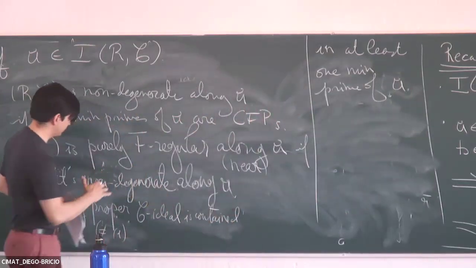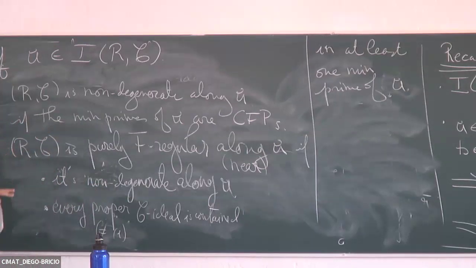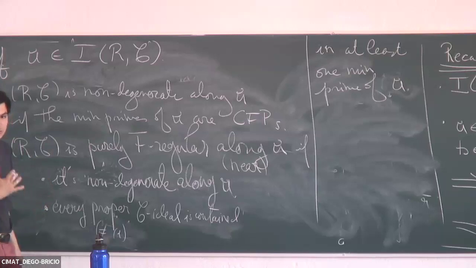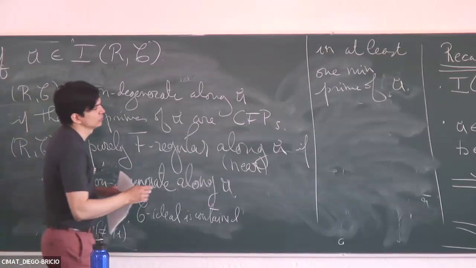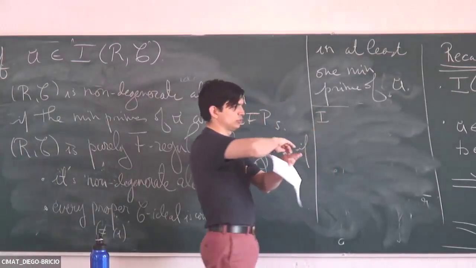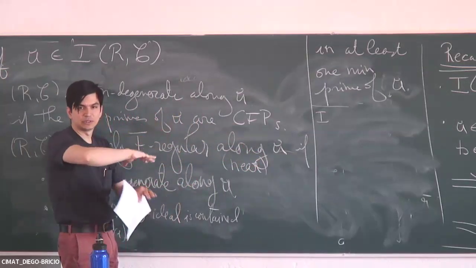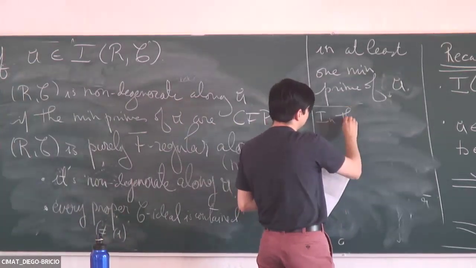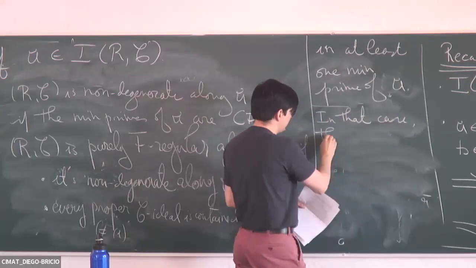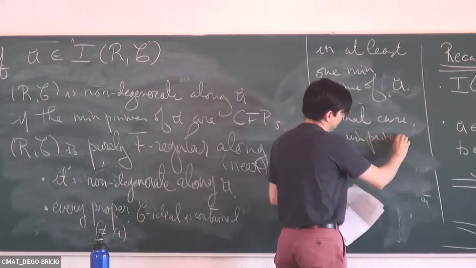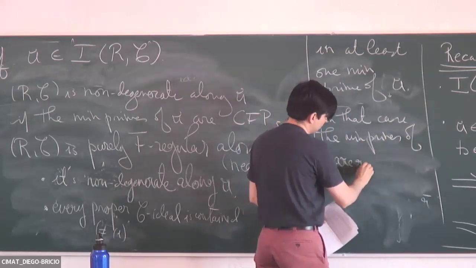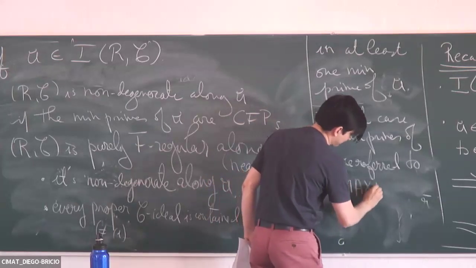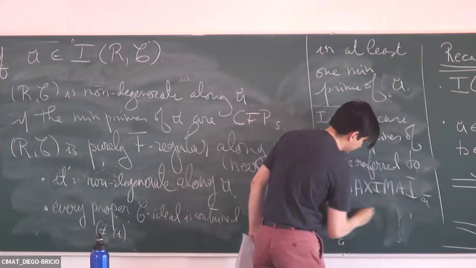So purely F-regular along A means two things. First of all, minimal primes of A are centers of F-pure transforms. And whenever you have any other C ideal, it has to be contained in at least one of those minimal primes. Okay? So in that case, those minimal primes of A are the maximal centers of F-pure transforms, because they're going to contain all possible centers. So in that case, the minimal primes of A are referred to as maximal CFTs.